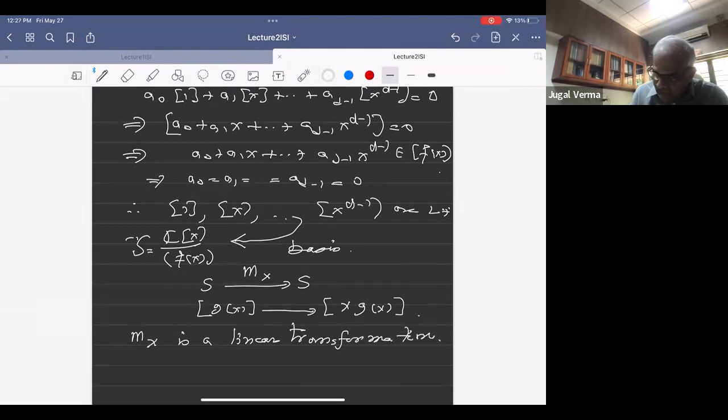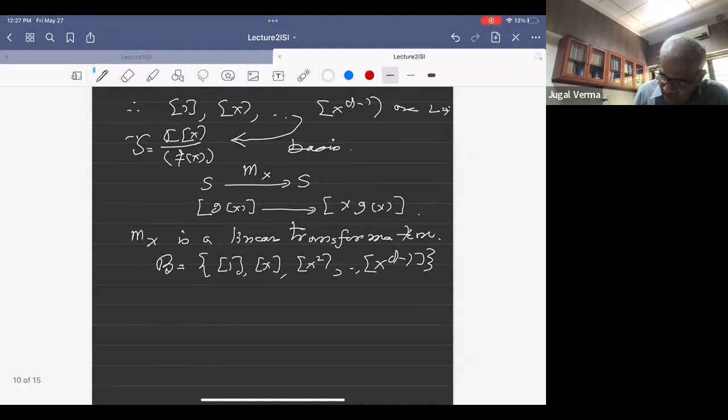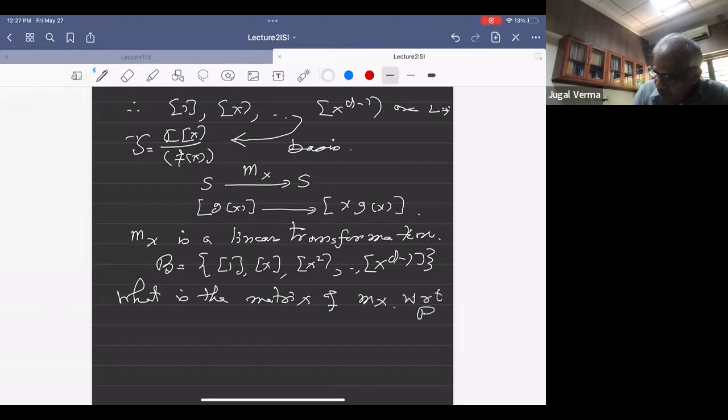Okay. And a basis of this vector space is 1, x, x squared, up to x^(d-1). Once I have a basis and a linear transformation, I can find the matrix. What is the matrix of Mx with respect to the ordered basis B?